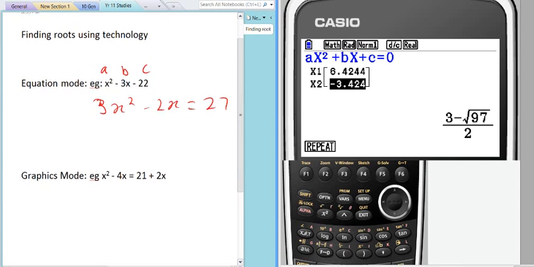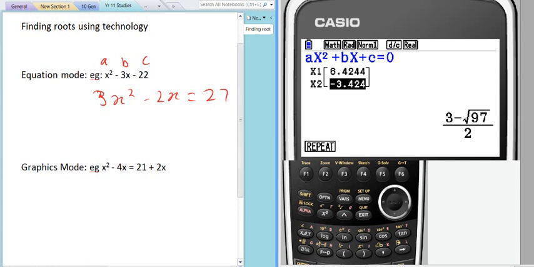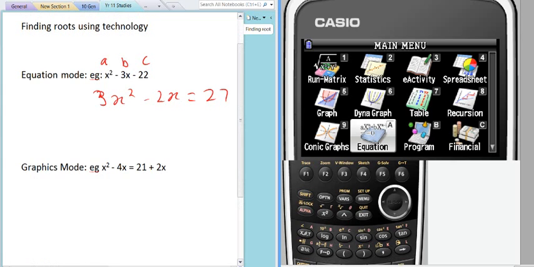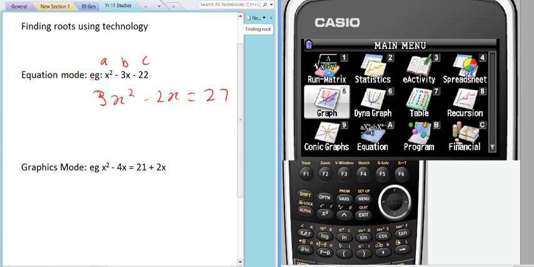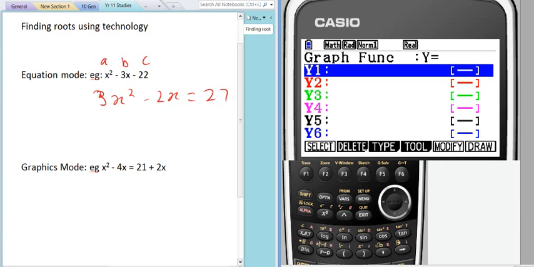Now, using our second technique, graphics mode. I like graphics mode far more because it actually shows you what's happening. It doesn't all happen magically behind the scenes like it does in equation mode. And graphics mode is 5 for most calculators. Mine's all nice and coloured. Now, here you have a couple of options.